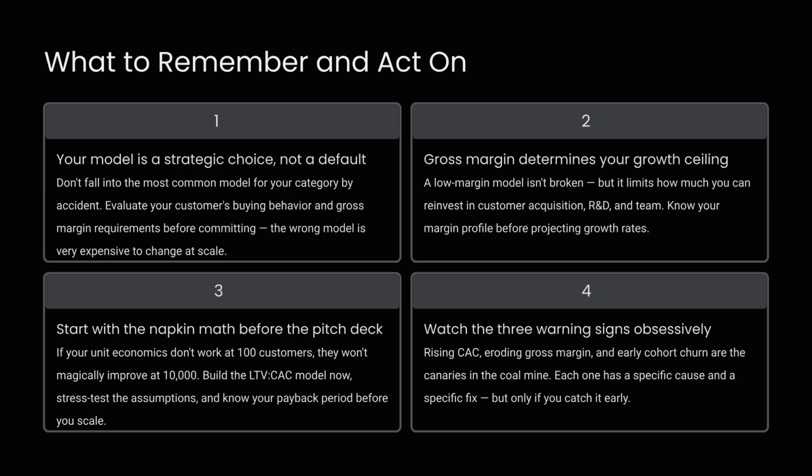Now for your homework. Name your archetype. Fill in the napkin model with unit economics, run the 4-question stress test, and identify your most likely warning sign risk based on your model.